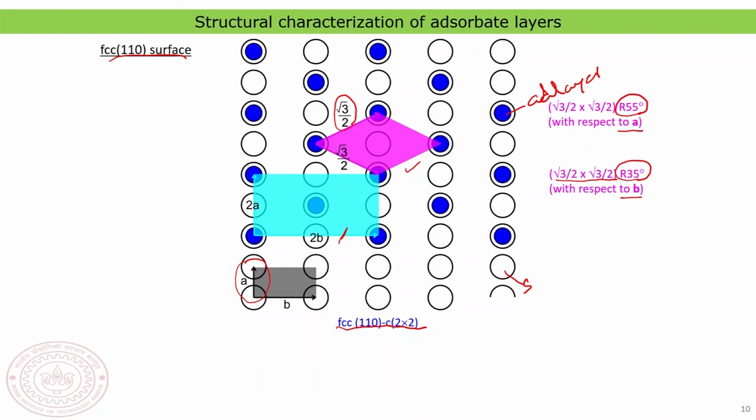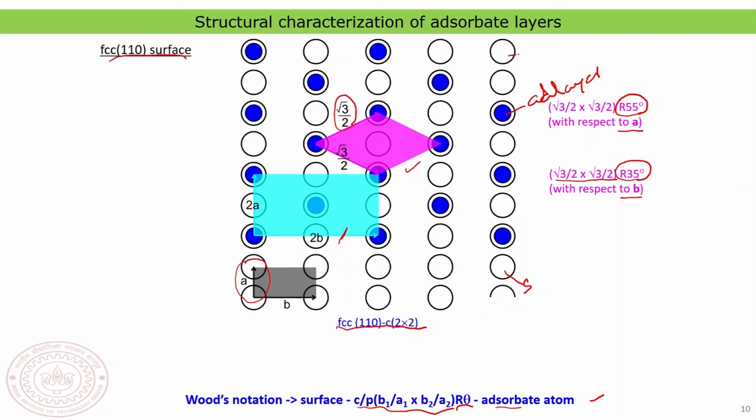But the interesting thing about this Wood's notation is that depending on how you represent it, you can have slightly different names for the different types of unit cells. Now in general, this is how you write the Wood's notation. You need to have the surface, then the magnitude of the unit lattice vectors for the surface and the adlayer, then the rotation, and then finally the adsorbate atom.